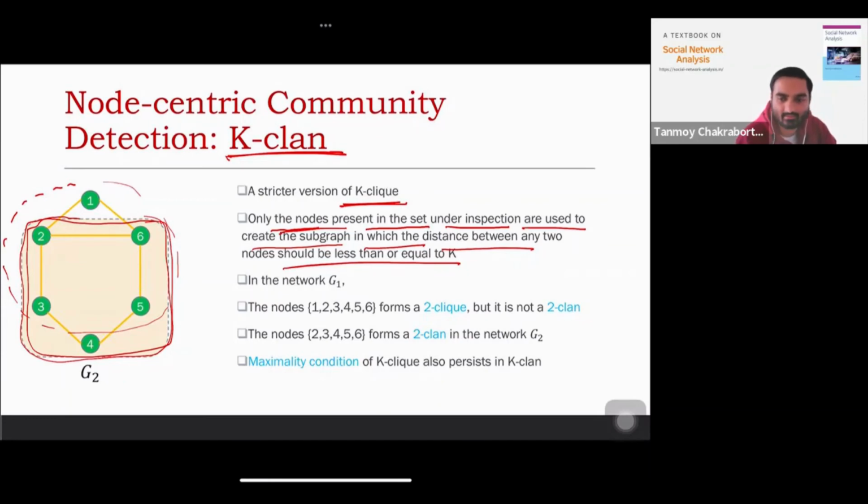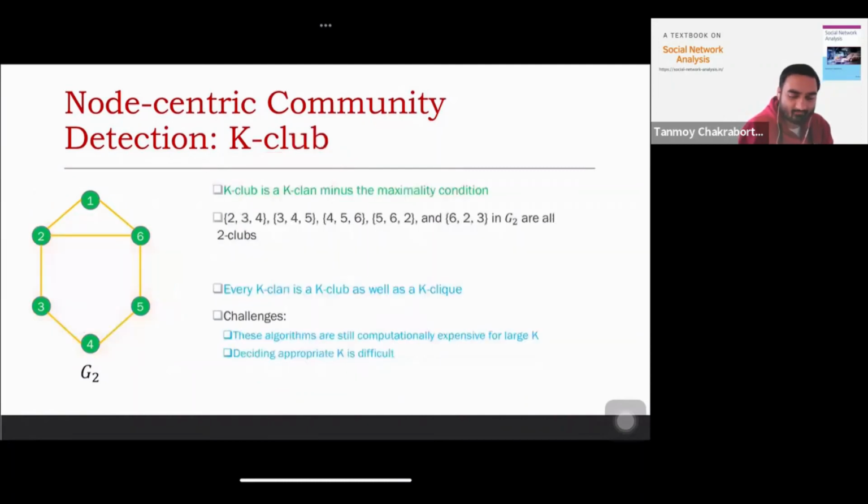So K-clan is a stricter version of K-click. The maximality condition that was there in K-click is also preserved here, along with the induced subgraph condition that you consider here in measuring the shortest path distance. This is K-clan. Now then people started saying that K-clan perhaps is stricter.